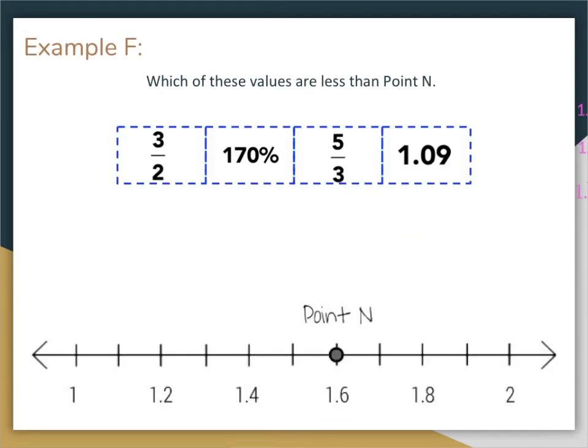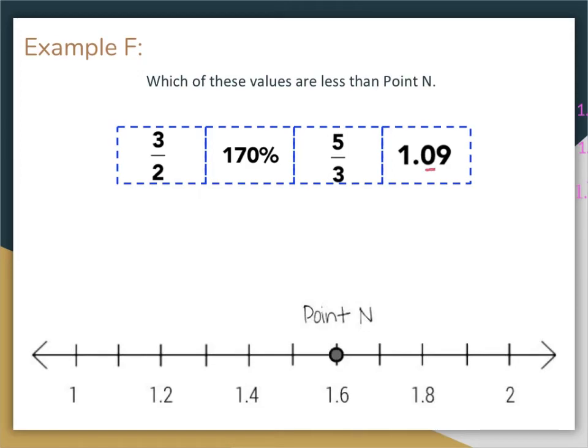So here we are at example F, and it says which of these values are less than point n, and luckily it gave us point n as a decimal, 1.6, fabulous. We don't have to figure out what point n is, but we are going to have to figure out what all these other points are to determine if they are less than point n. So I've got 3/2, 170%, 5/3, and 1.09. Let's start with the already decimal, which is 1.09.